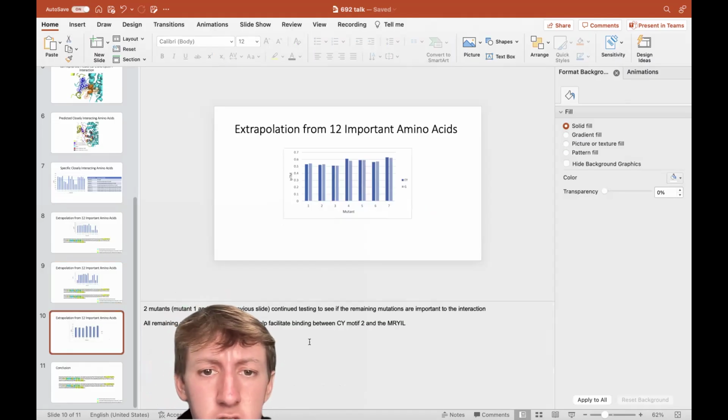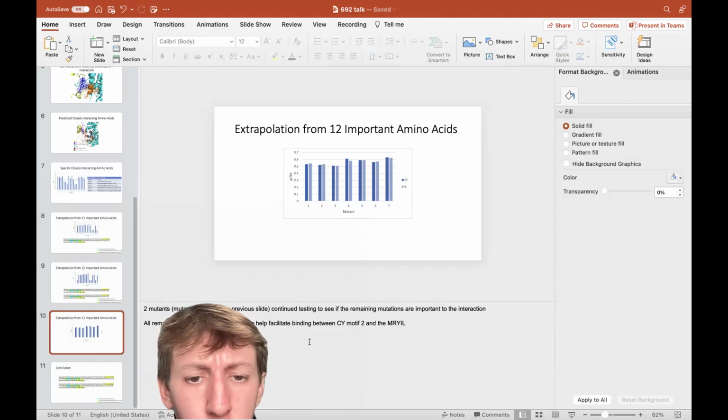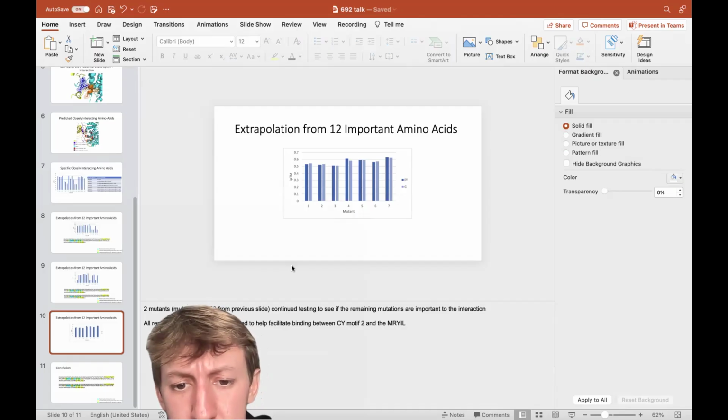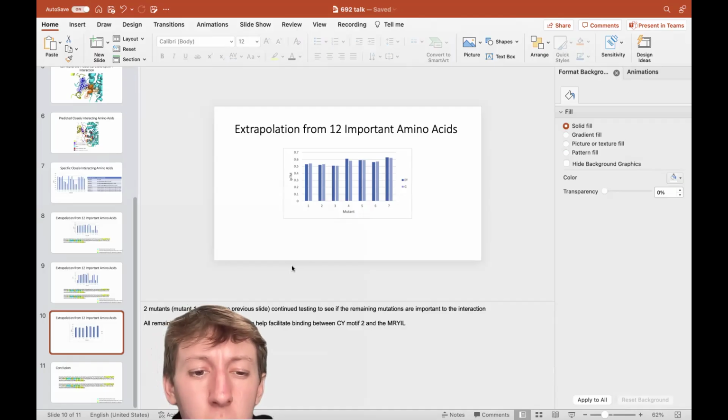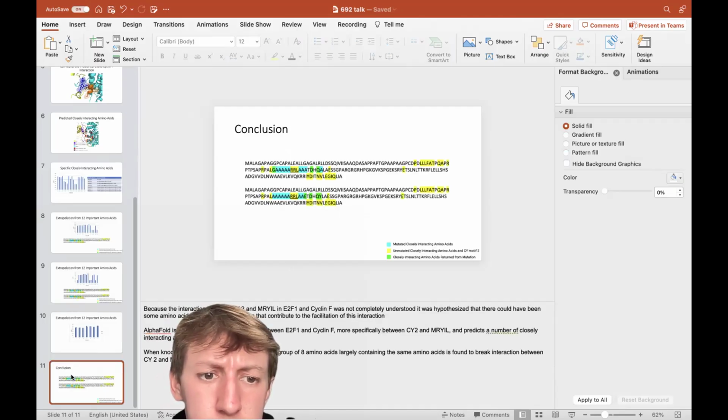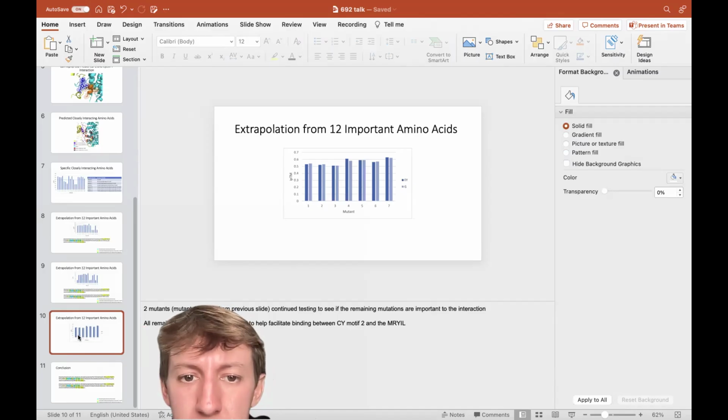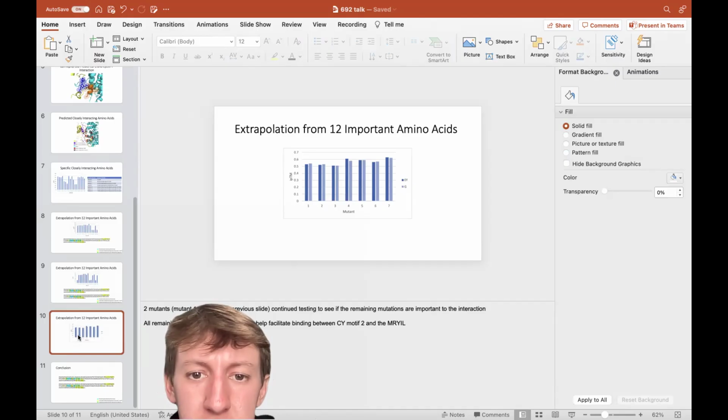And so then going on, just trying to confirm that there are no more amino acids that are not important for binding, IPTM scores were obtained, again, going one by one, returning these amino acids from mutants 1 and 13 from the previous slide. And it's found that all remaining amino acids were predicted to help facilitate binding between the Cy-motif 2 and the M rail, because their IPTM scores remained high, or were returned to being high, and so predicted the interactions occurred together when they were returned.